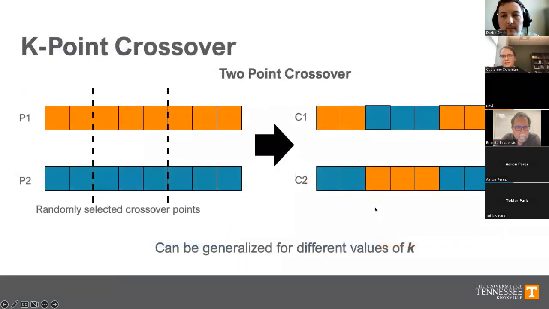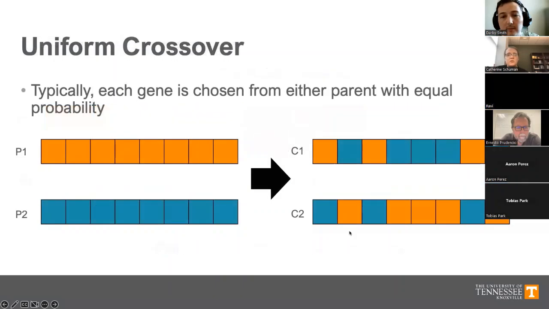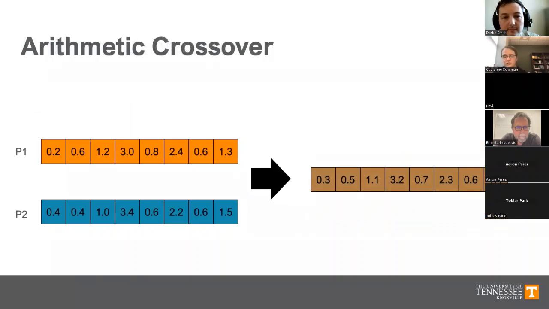This can be generalized to k-point crossover, where you split across some number of randomly selected crossover points. I'm showing an example for 2-point crossover, but this can be generalized for different values of k. You can also do uniform crossover, where each gene is chosen from either parent with equal probability. Or depending on your representation, if you happen to have a real valued representation, for example, you can do something like arithmetic crossover, where the child that results from the crossover operation of two parents is something like the mean of each of the individual genes.